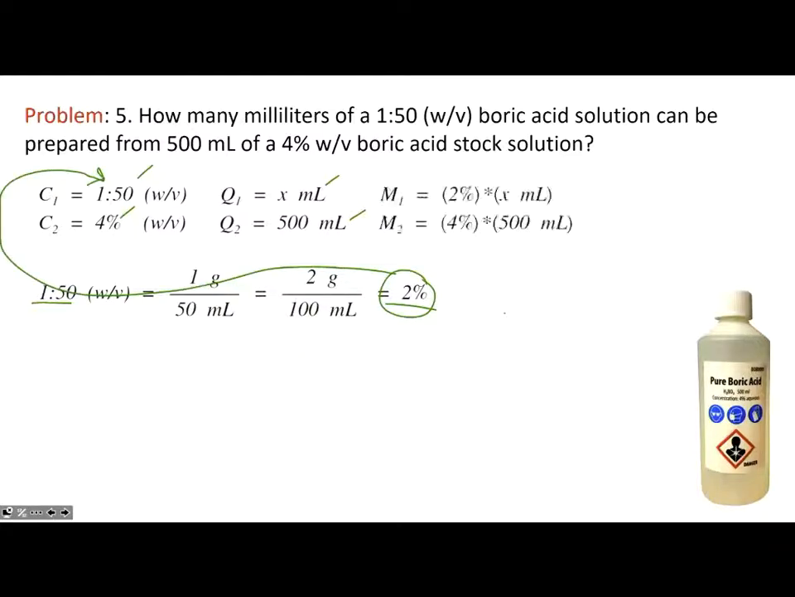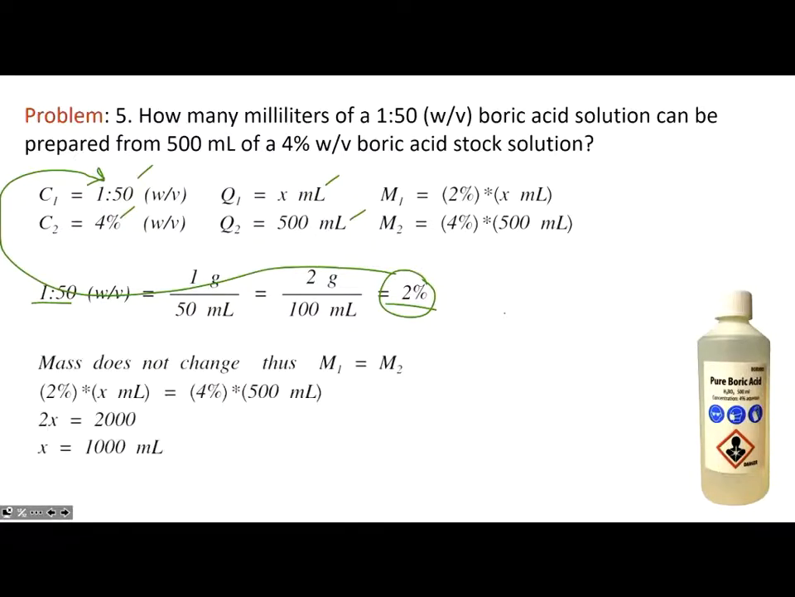So now if we want to look at our masses, mass 1 would be my 2% times X milliliters. And we said that's going to essentially equal what I get in the end, which is 4% times the 500 milliliters, right? So let's just do that math. 2 times X is 2X, and that's equal to 4 times 500, which is 2,000. So 2X equals 2,000, divide each side by 2, and X equals 1,000 milliliters. And remember, look back above, what did we say X equals? X equals the volume, in milliliters, of the 1 to 50 concentration solution. So 1,000 milliliters is the answer to that question.